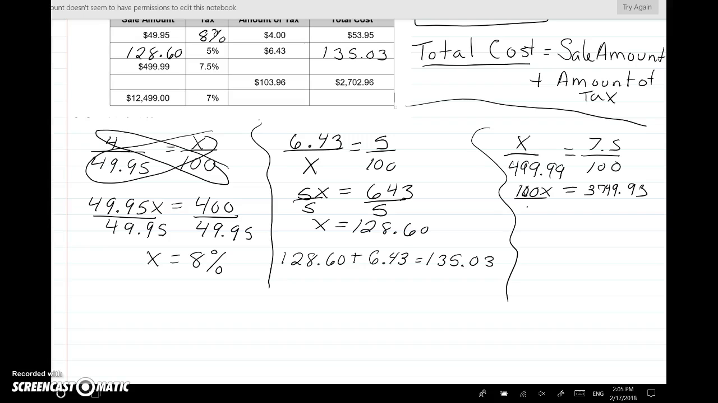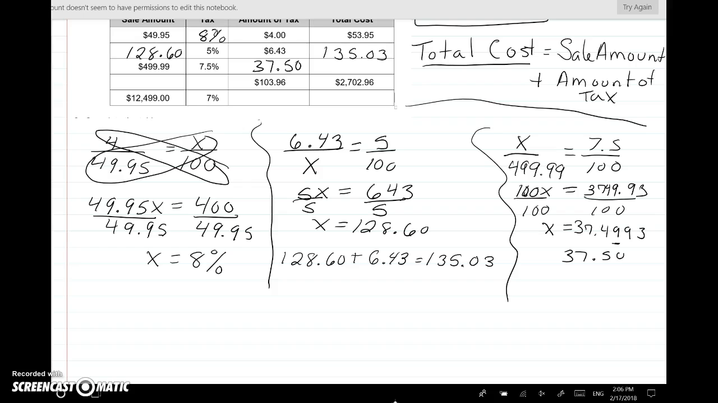Then I have to divide both sides by 100. It's 93 because you get 92.925 and you round up to 93. Divide both sides by 100 and you get x equals 37.4993. But again, we're going to round. So this is going to become 37.50. That's the amount of tax.